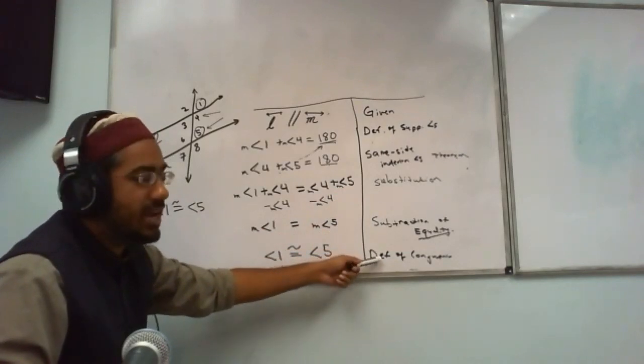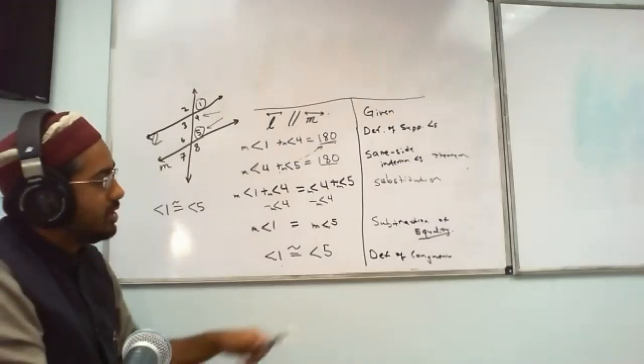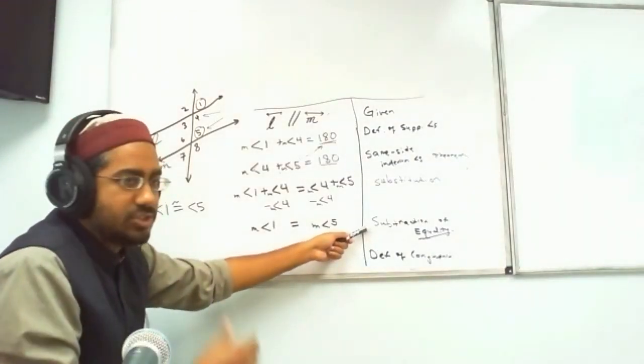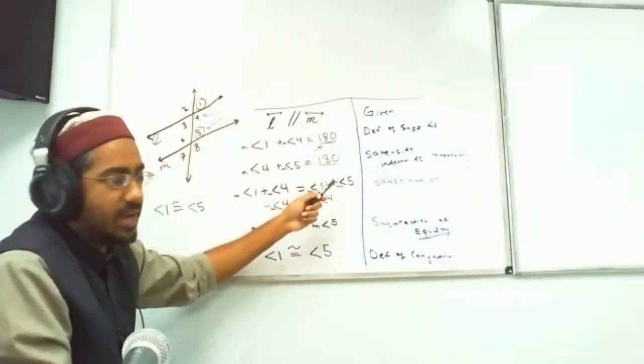You've got to sit down and try to memorize the names of these theorems, right? But you guys understand what this means, subtraction property of equality, right? You guys understand what that means. Substitution, right? I think you guys got that.